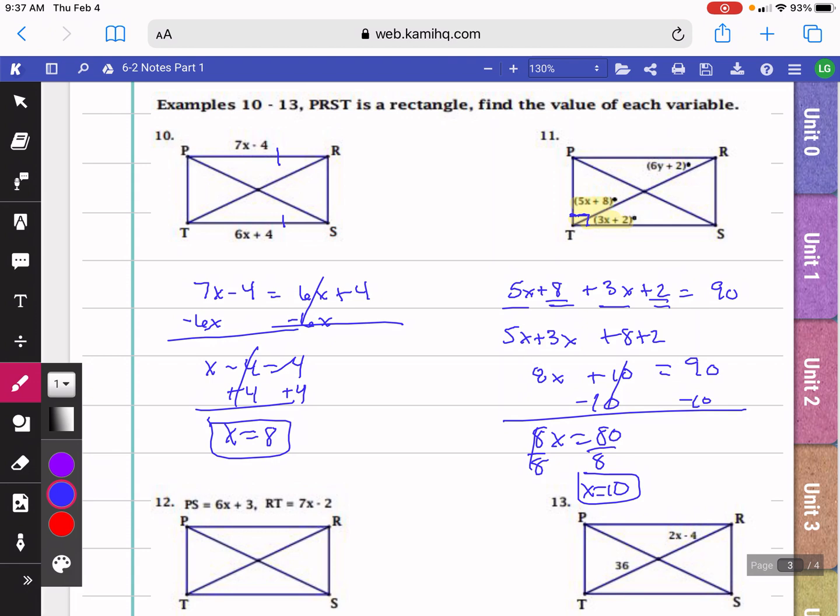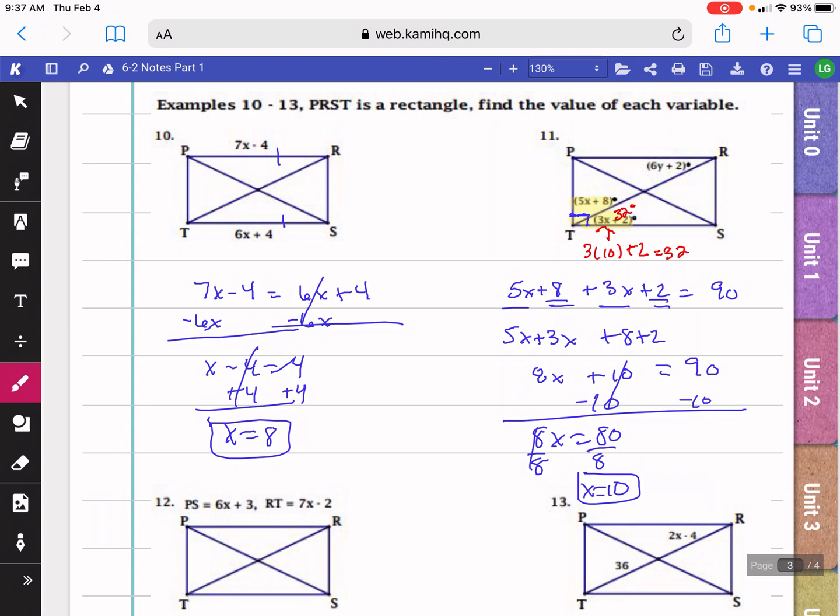Now, I'm going to plug this back in to my angles. So here, if I plug in 10 for x and work it out, 3 times 10 is 30, plus 2 is 32. So this little angle is 32 degrees.